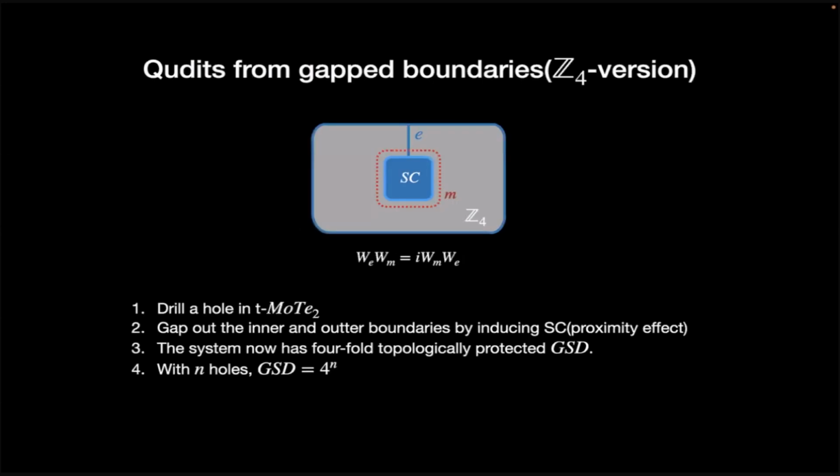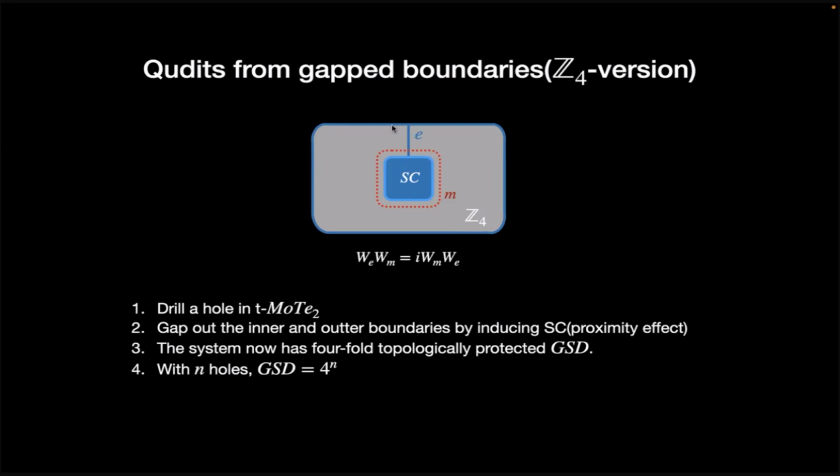Okay. So we can actually make use of these gapped boundaries to make a topologically protected qudit. This is a Z4 version. If we assume that this fractional quantum spin Hall state is a Z4 order, and we just drill a hole in this twisted molybdenum ditelluride and gap out the inner and outer boundaries by introducing superconductivity, for instance by using the proximity effect, then the system has a fourfold topologically protected ground state degeneracy.